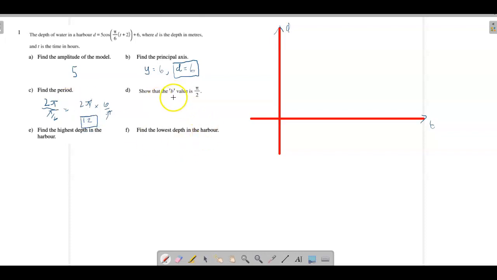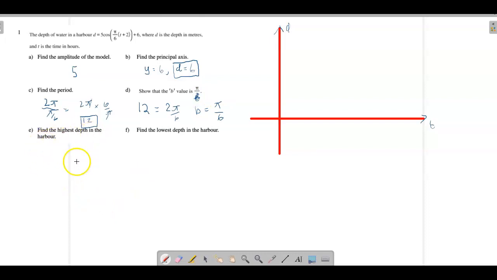Now this one here is just saying, really, if I know what the period is, which is this, how can I find b? You can always find b by doing the original one divided by the b number, and if we rearrange that, we get b as pi divided by 6. This one here should be a 6.